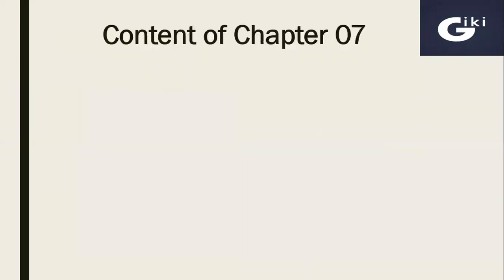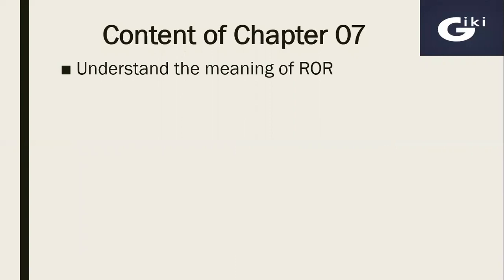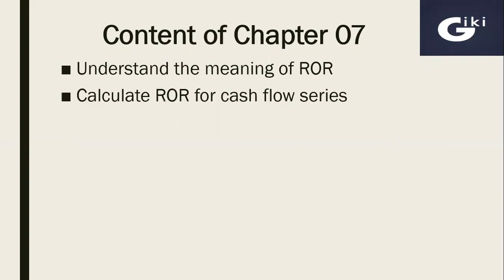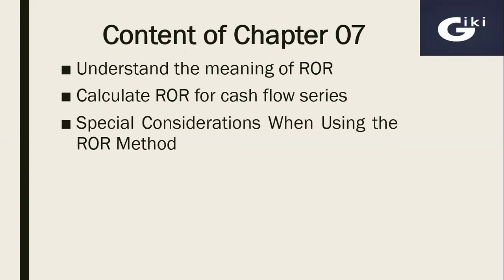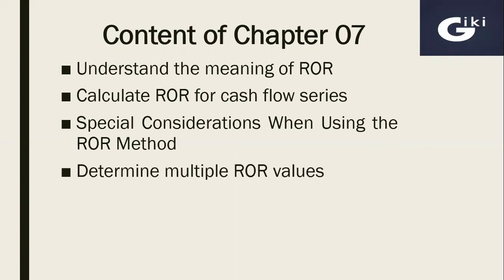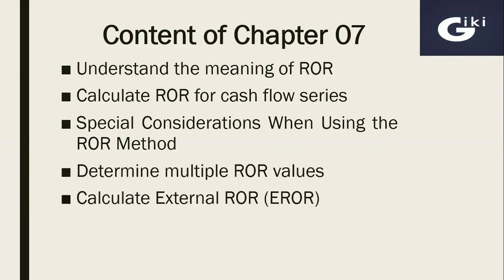Now let's go through the course contents of chapter 7. First of all, we'll understand the meaning of ROR or rate of return. Then we'll learn how to calculate rate of return for cash flow series and what are some special considerations when using the rate of return method, and how to determine multiple ROR values. Finally, how to calculate external rate of return by using some information external to the project's cash flows.